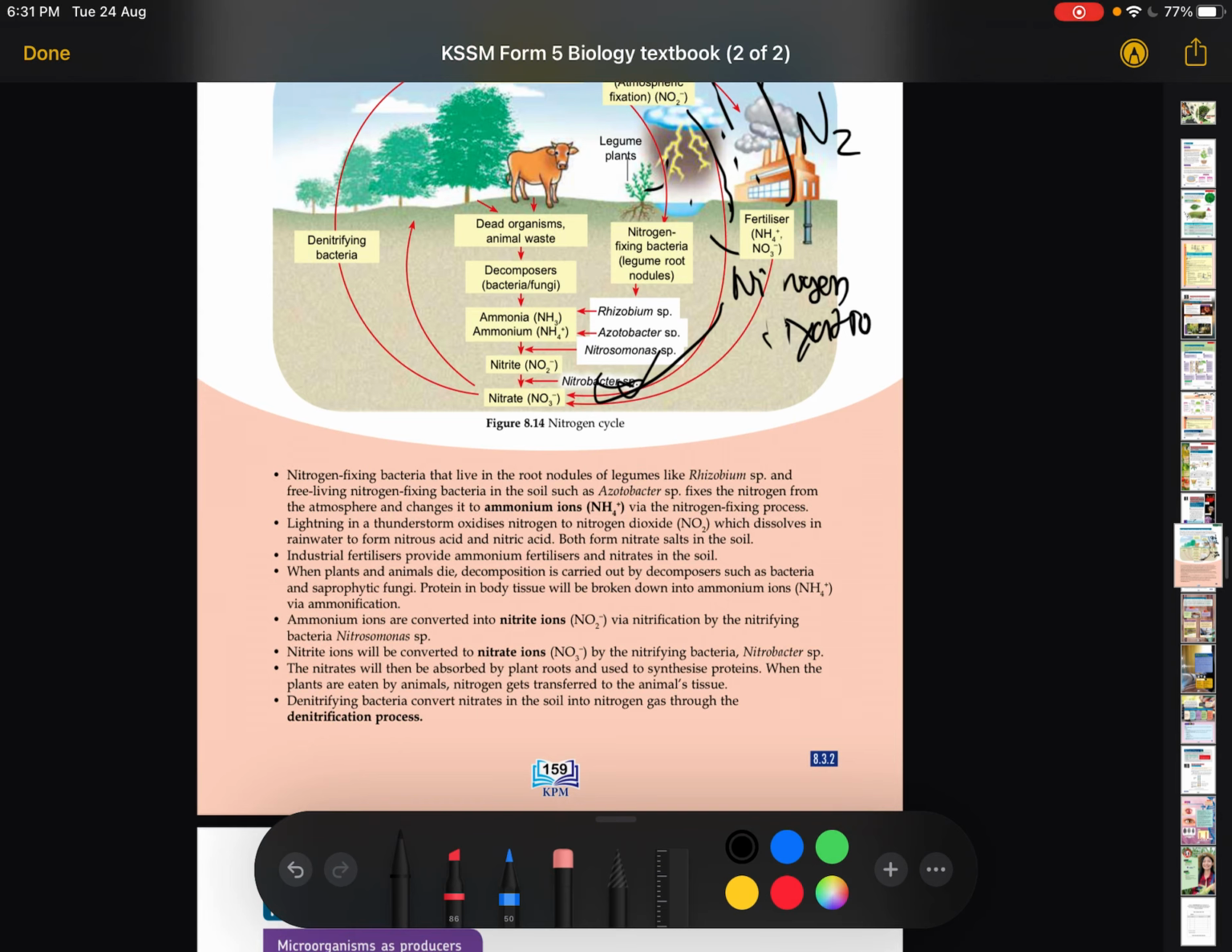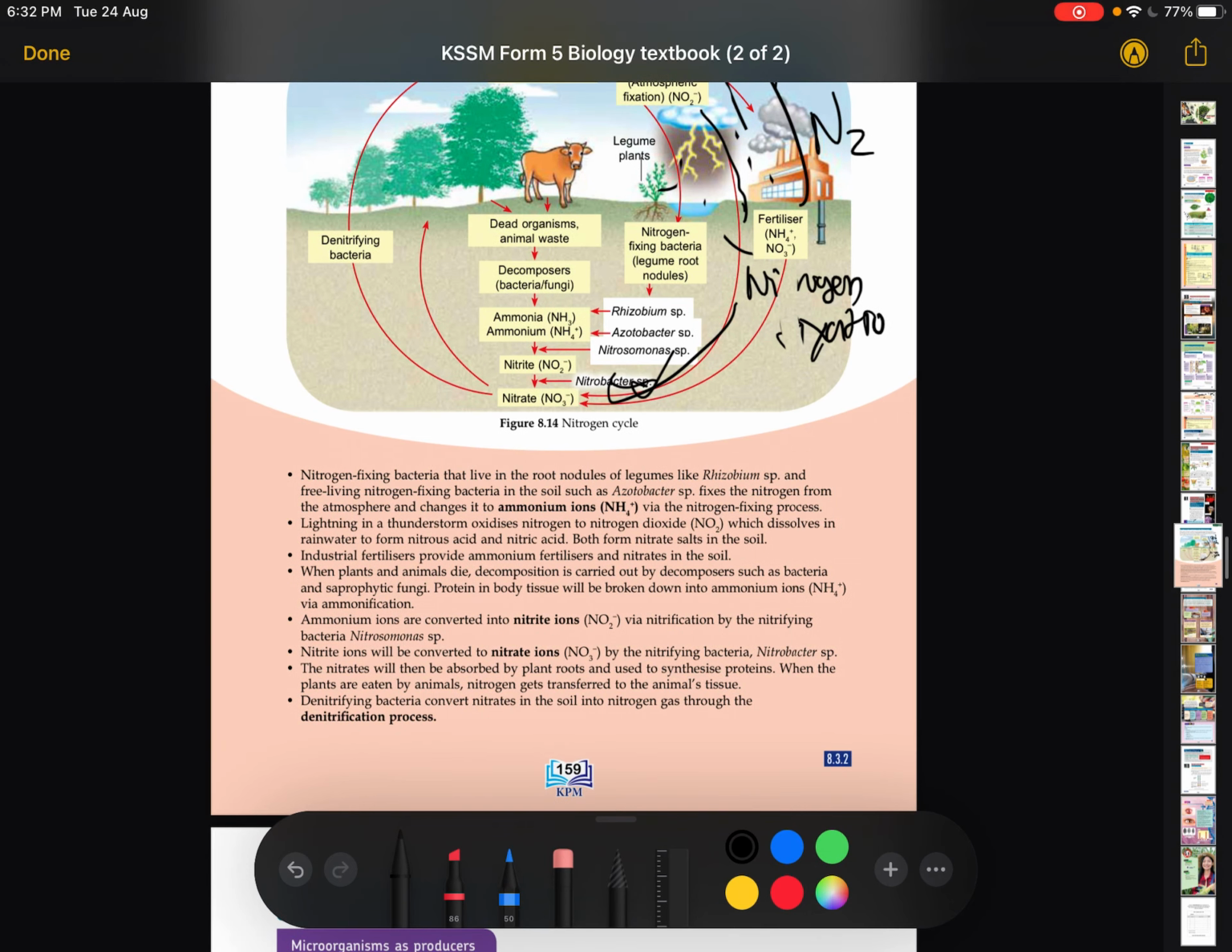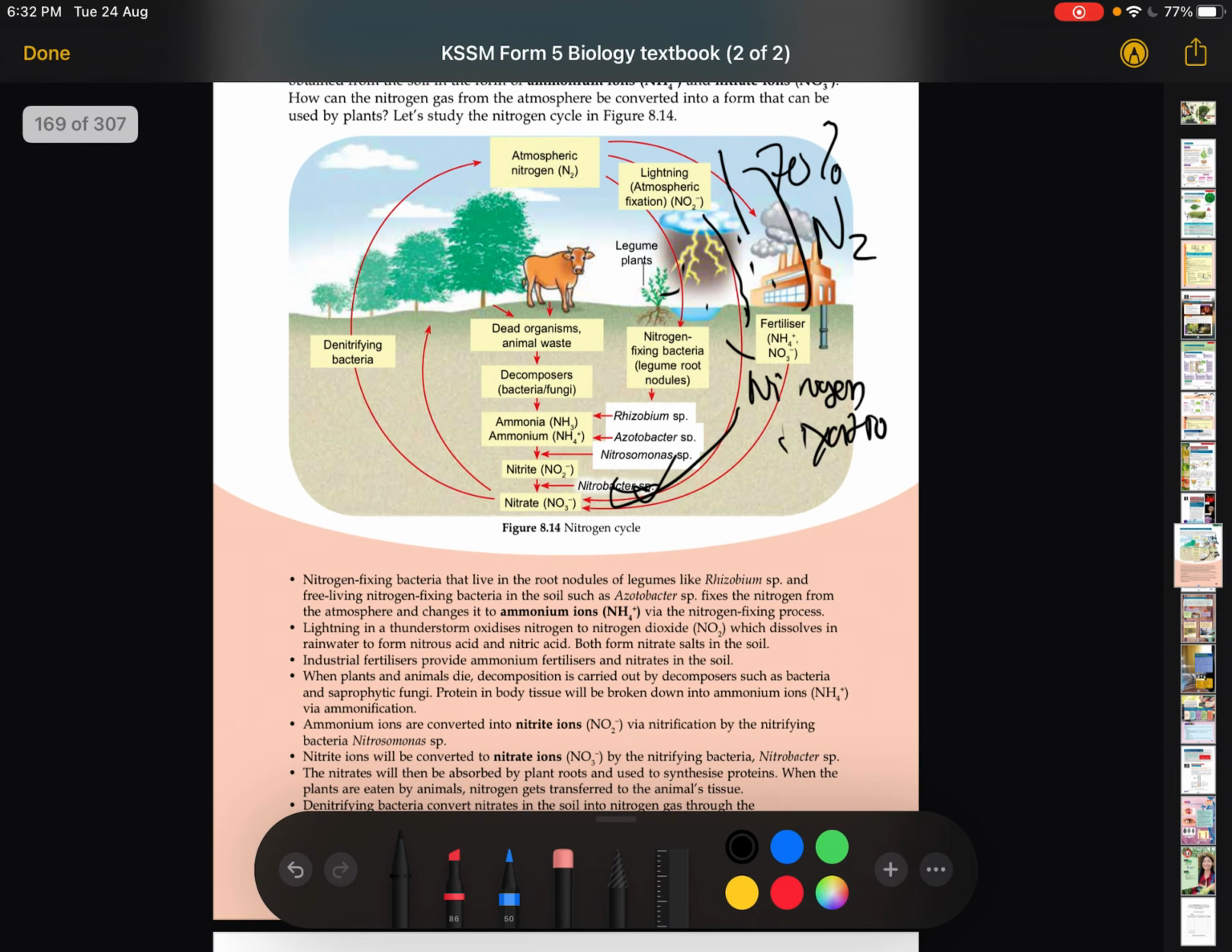Yeah, that's kind of specific. But you can just say that rhizobium and azotobacter convert the bacteria into ammonium. Just say that. But if you want to be more specific, rhizobium converts it into ammonia, and azotobacter converts it into ammonium. But all you can just say is nitrogen fixation.